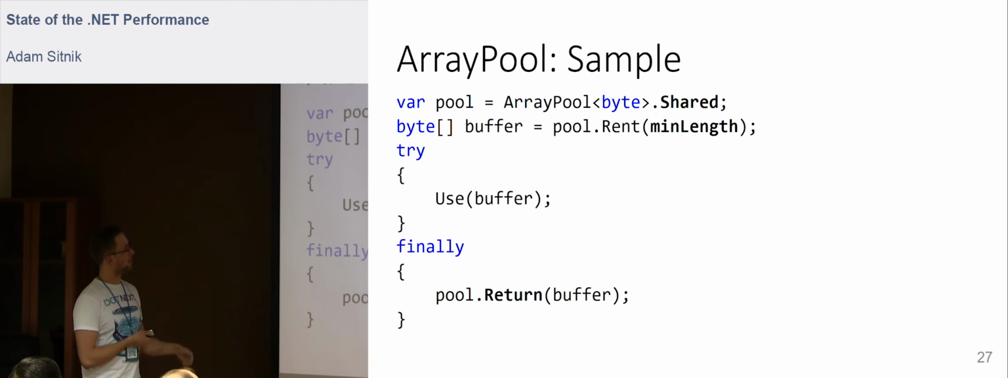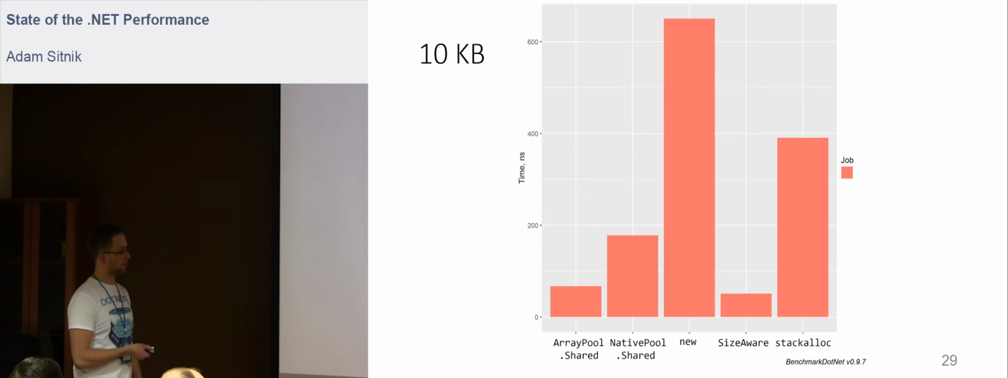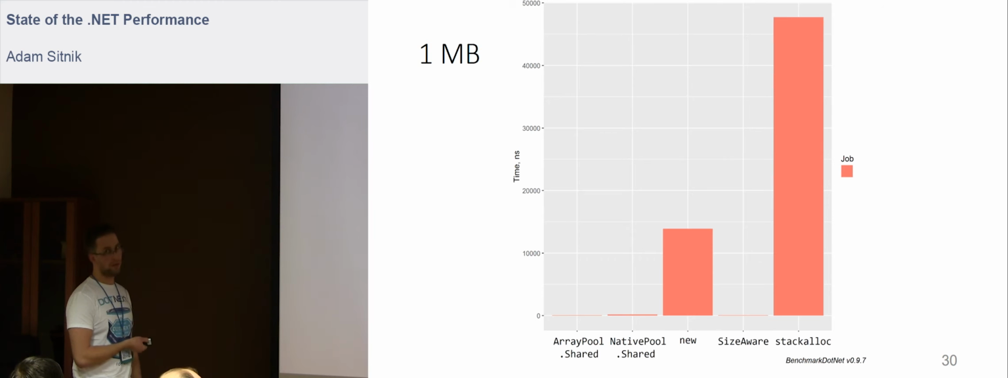And just another benchmark. On the left, the shared pool; the second column, native pool, it's another pool, but it's based on spans and it's not so tuned yet, so I omitted this part. The new operator, the pool that is aware of the size that will most probably be allocated, and stackalloc. So for 10 kilobytes, the difference is, okay, it's huge, it's big. But for 1 megabyte, it's even hard to compare. I'm not sure if the people that sit at the end of the room can see that I have some results here.